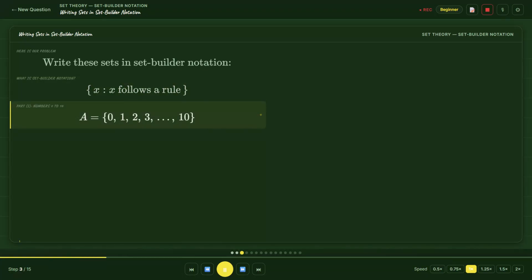Let's look at set A. It has 0, 1, 2, 3, all the way up to 10. These are whole numbers from 0 to 10. So the rule is, X is a whole number and X is less than or equal to 10.